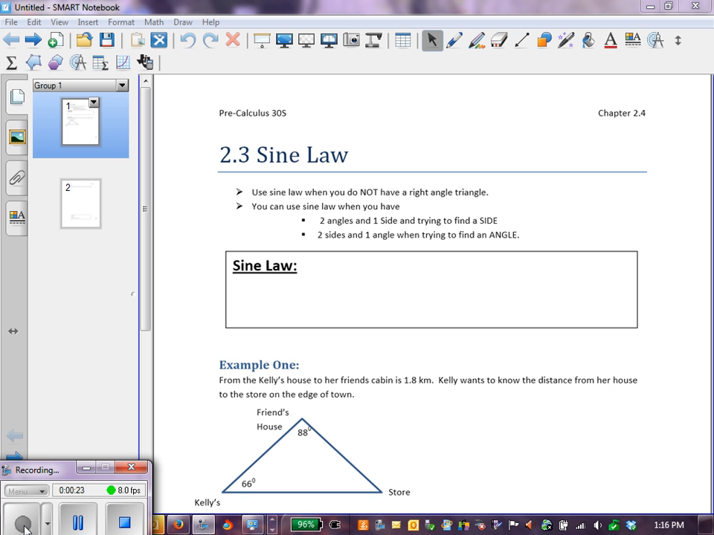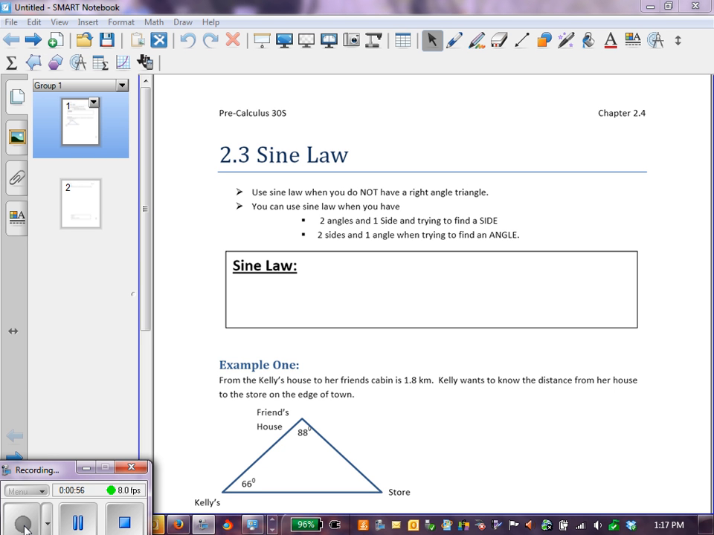Okay. So ladies and gentlemen, today what we're going to do is we're going to be looking at triangles that don't have 90 degrees in them. We're going to get away from our basic sine, cosine, tan ratios from right angle trigonometry, and we're going to be moving into the sine law. You're going to use sine law. You can use sine law to solve a right angle triangle. You can also use sine law to solve a non-right angle triangle. Okay? Everybody okay with that?